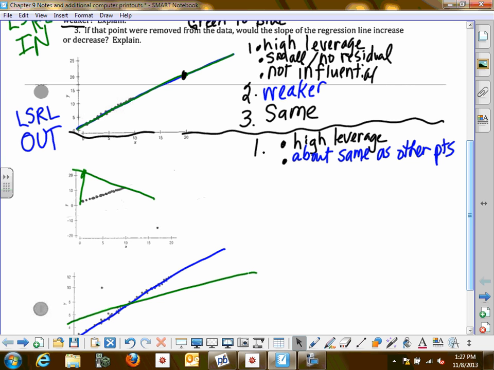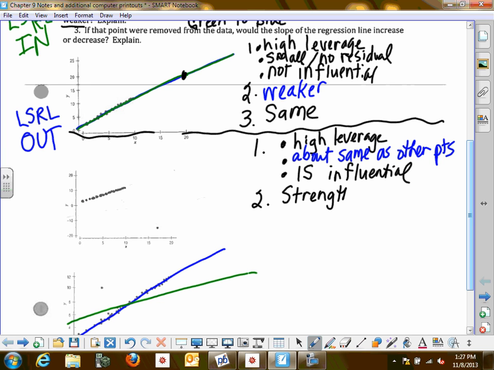Next question, is this point influential? Yes. Is its removal impacting the line? Yes, it is influential. All right, question number 2. What do you think removing that point does to the correlation? Good. Removing that point strengthens the correlation, because then the remaining points are more closely clustered on the line.